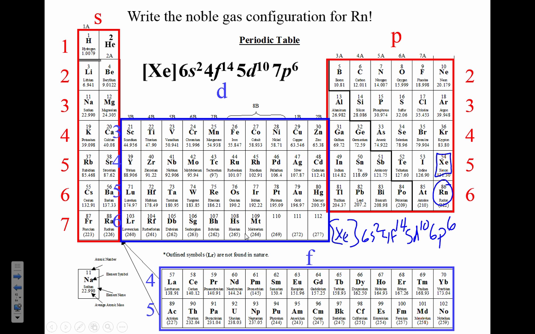So I know radon is a noble gas, but if you just say radon in brackets, you haven't said anything. So go back to your last noble gas and describe the electrons after.